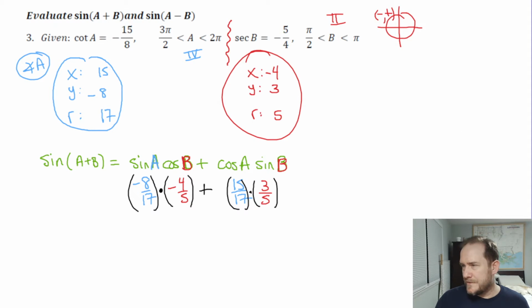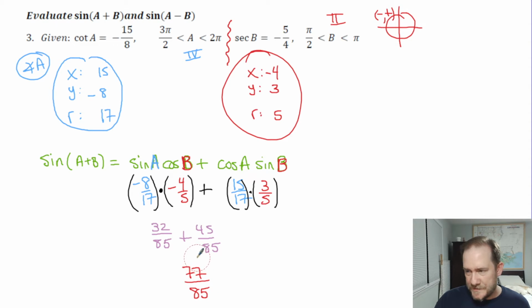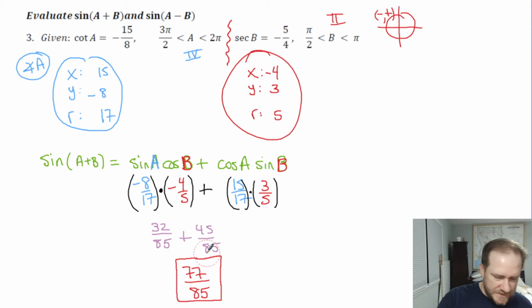So now just finish this off. This is going to be positive 32/85. And these are all positive? I guess so. Plus 45/85. And that seems like it's going to be 77/85. I'm going to go ahead and confidently throw a box around that. And then I'm going to not confidently double check my work again off camera.